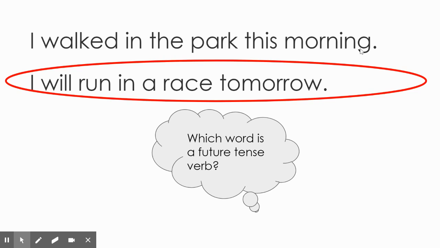So if I'm looking at this sentence, which word is a future tense verb? I will run in a race tomorrow. What is the action or verb in this sentence? You got it, run. I add the word will in front of the word run to show that it will happen in the future. I will run tomorrow.